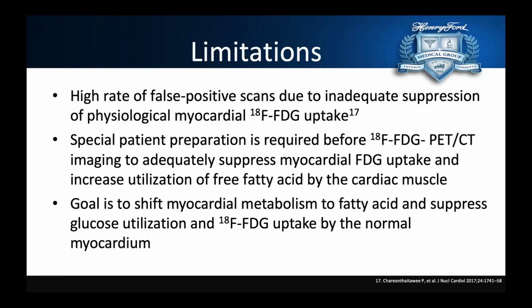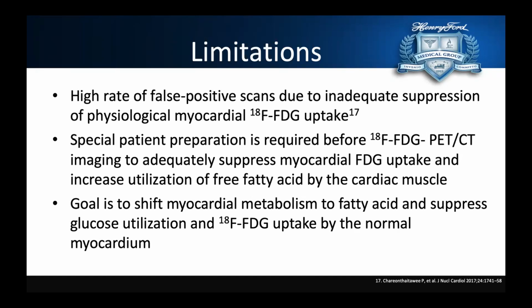So what are some of the limitations though? There is a high rate of false positive scans because of inadequate suppression of physiological myocardial uptake, and that's affected by dietary preparation. So there is a special patient preparation required before PET imaging to adequately suppress myocardial FDG uptake and increase the utilization of free fatty acids by the cardiac muscle. The whole idea is that we want to shift our myocardial metabolism to fatty acids and suppress glucose utilization and FDG uptake by the normal myocardium, so you can detect the inflammation within the sarcoid granulomas.